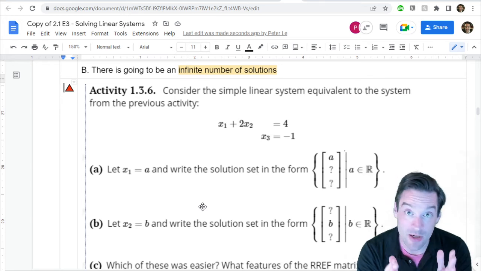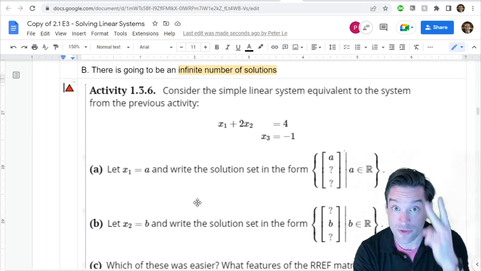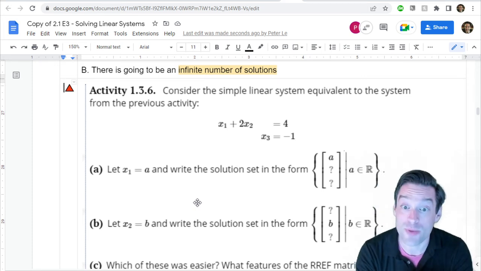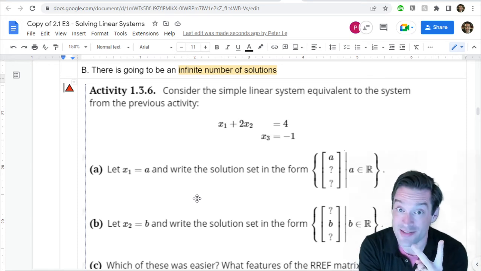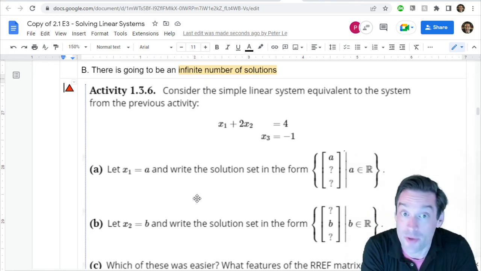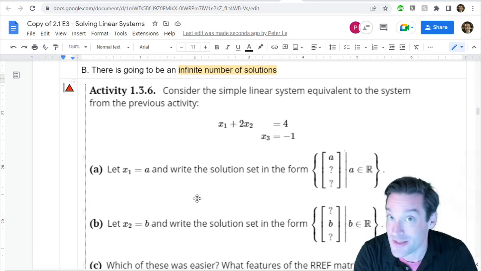So I had 3 variables, but only 2 equations. So my augmented matrix had only 2 rows, which means I could not have possibly had more than 2 pivots in my system. And because I have 3 variables to choose from, and I can have at most 2 pivots, that means at least one of those variables has to be a free parameter, a free variable at the end of the day. And so that's going to guarantee infinitely many solutions.